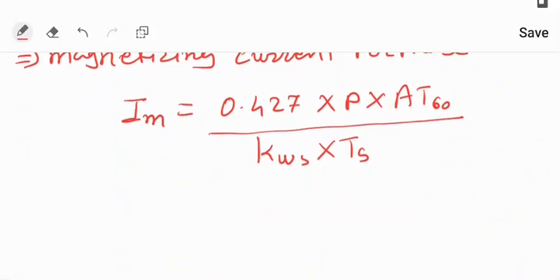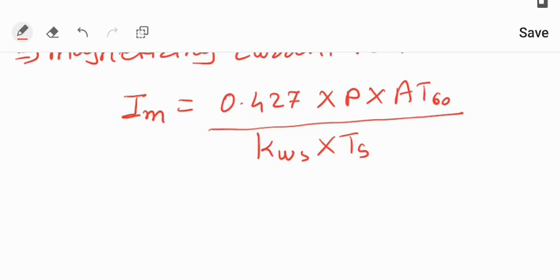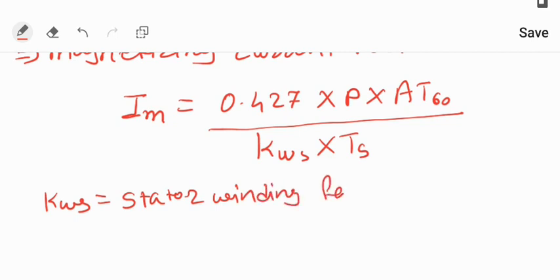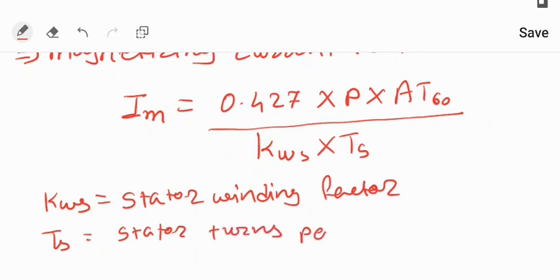For the simplification, I just write down KW, which stands for stator winding factor, and TS, which stands for stator turns per phase.